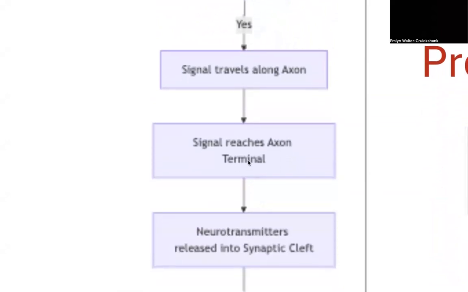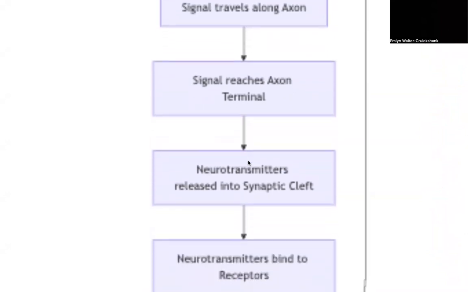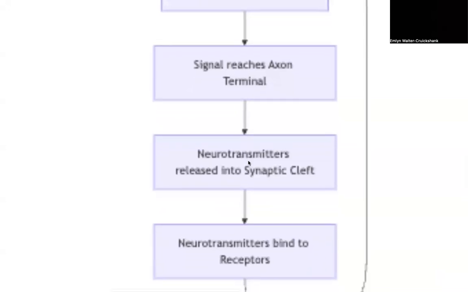At the end of the axon is the axon terminal. When the action potential reaches this point, it triggers the release of neurotransmitters. Neurotransmitters are chemical messengers that carry signals from one neuron to another. These neurotransmitters are released into the synaptic cleft, which is a tiny gap between the axon terminal of one neuron and the dendrite of another.